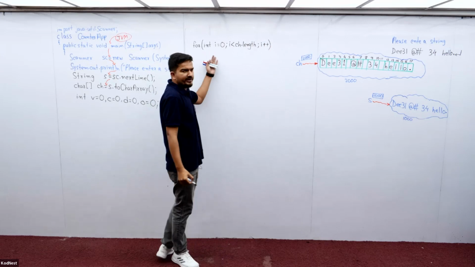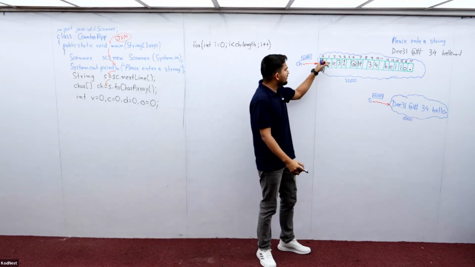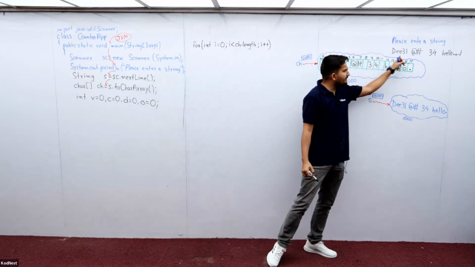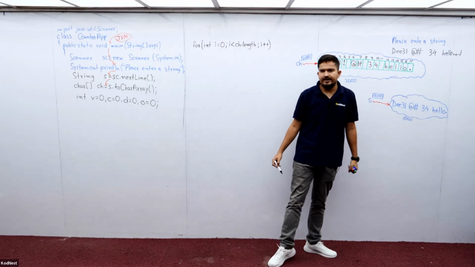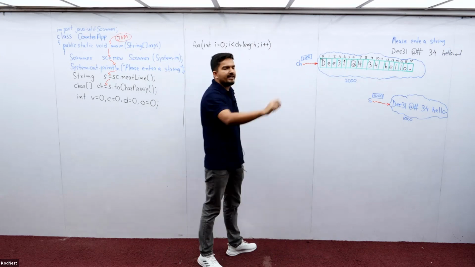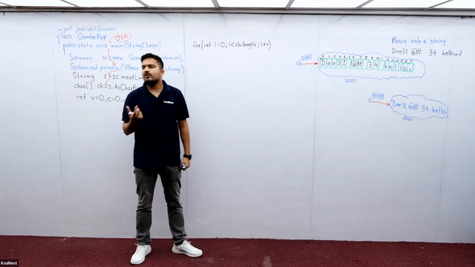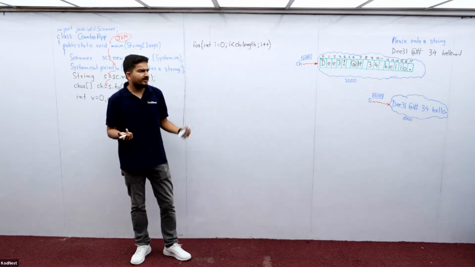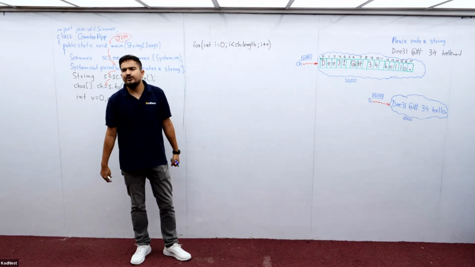What is the job of this loop? The job of this loop is to start from the very first index and one by one go until the last index. That is the job of this loop. Now that we are able to get each character individually, we are going to simply check whether that character is a vowel, consonant, and so on.